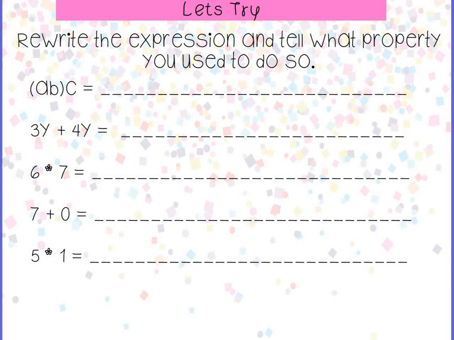All right, so we're going to rewrite the expression and tell what property we use to do so. So in this case, I have parentheses, which means I'm grouping. So I could change this and have A be all by itself, and then group B and C, because this is all multiplication, because it's all glued together by parentheses and variables. Since this was a grouping one, this was the associative property.